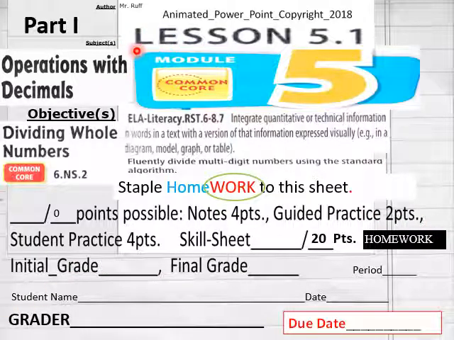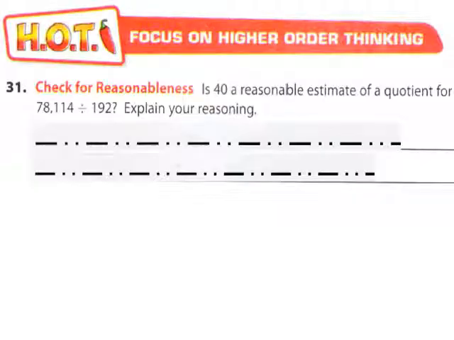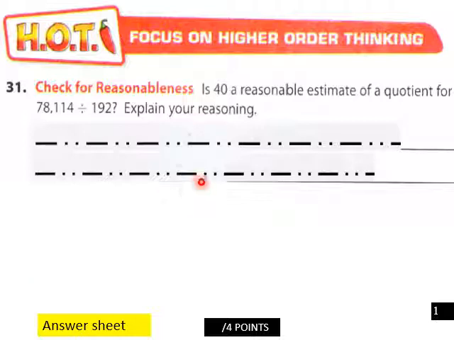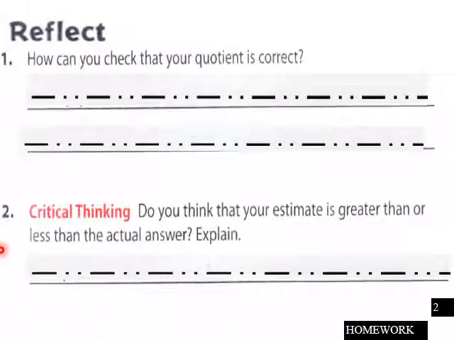Okay, our homework for this lesson, 5.1, part 1. It has 2 parts, by the way, but we're only going to preview part 1 now. And then here is problem 1 on the homework. Focus on higher order thinking. Check for reasonableness. Is 40 a reasonable estimate of a quotient for 78,000 divided by 192? Explain your reasoning. Then page 2 of our homework, reflect. How can you check that your quotient is correct? Critical thinking. Do you think that your estimate is greater than or less than the actual answer?